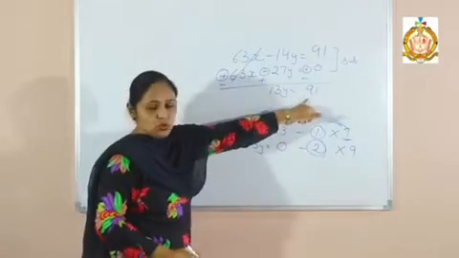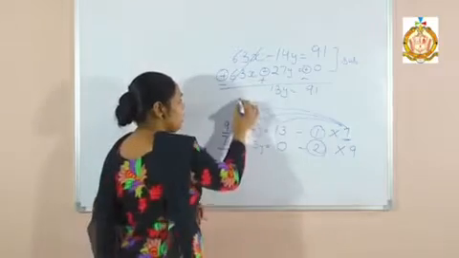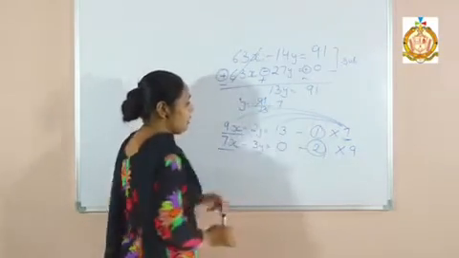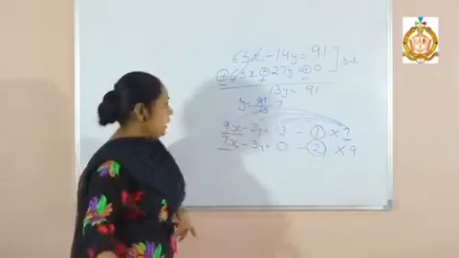Now this 13 goes to that side and divides 91. Y becomes 91 upon 13. If I cancel it, there is 7. Now I have found the value of y, and that is 7.